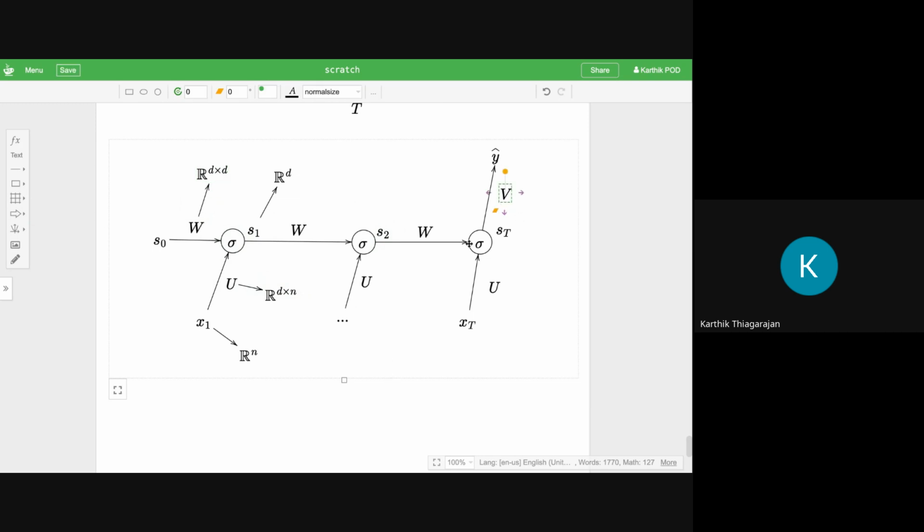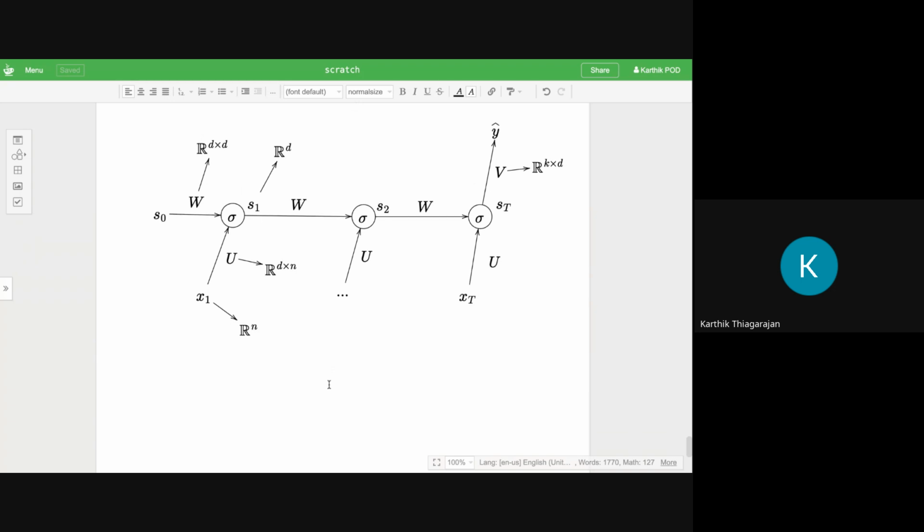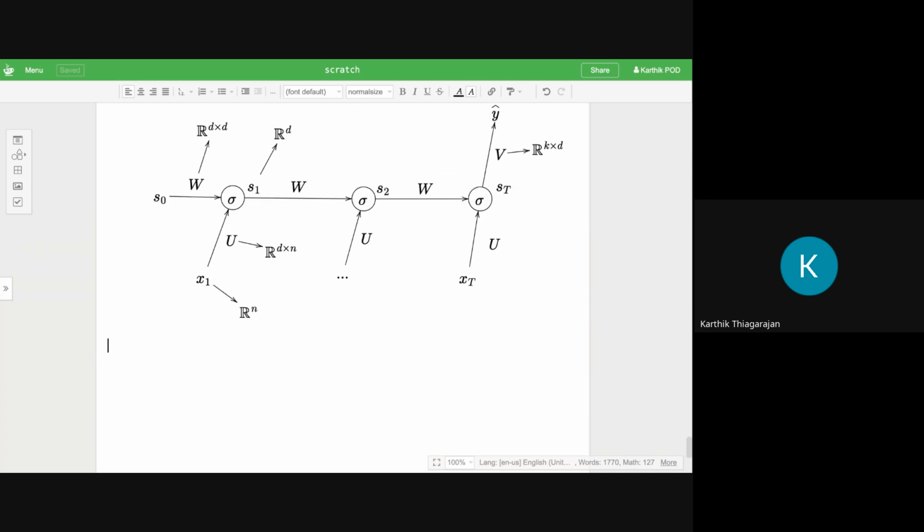Finally, you have V. So what is V? Assume that you have K classes. So it's K cross D, right? That is going to convert your hidden state vector into K classes, a probability distribution over K classes. I mean, before that, we apply softmax, which makes it a probability distribution. So those are the three parameters. This is a simple RNN for sentiment classification.